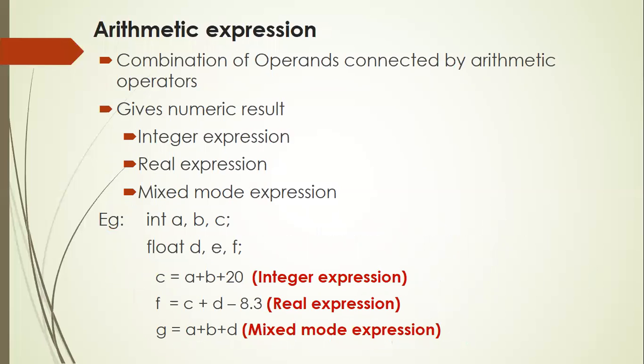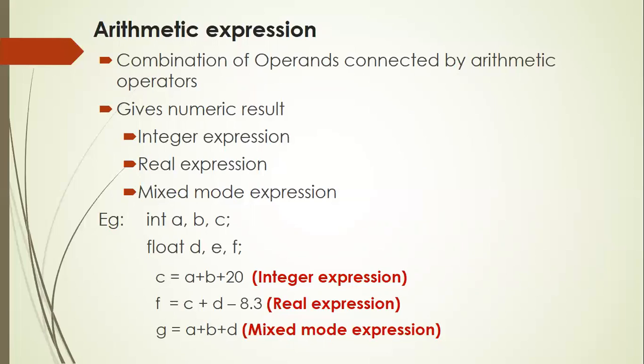What do you mean by an arithmetic expression? An arithmetic expression is a combination of operands connected by arithmetic operators. So if you use operands along with a combination of plus, minus, star, slash, percentage operators, the resulting expression we call an arithmetic expression. An arithmetic expression always gives you some numeric result. Some number will be the output of an arithmetic expression.